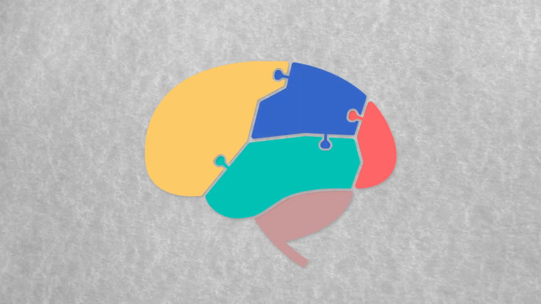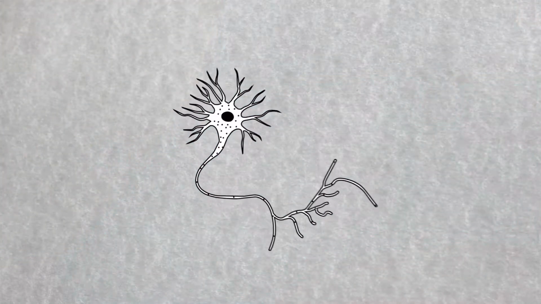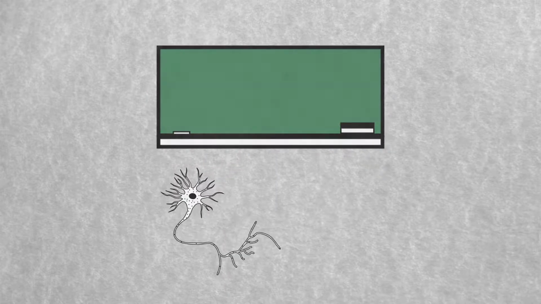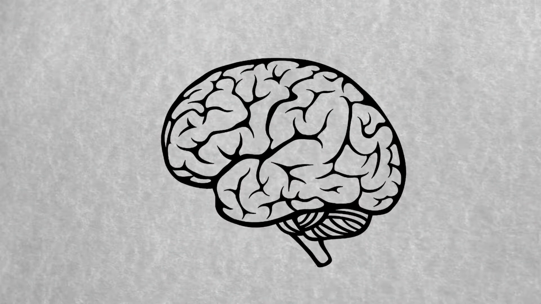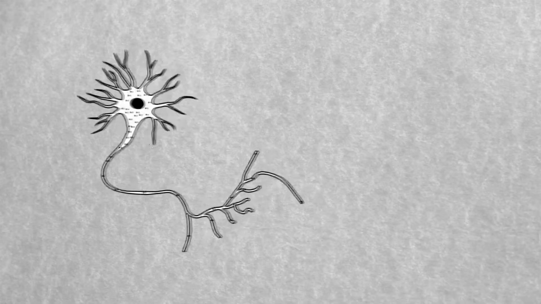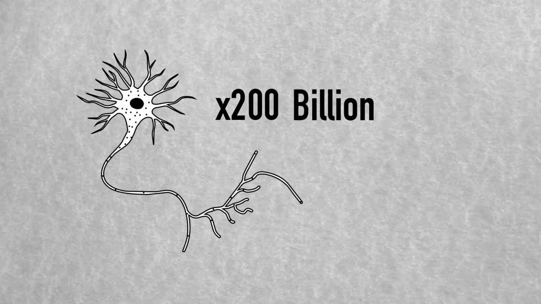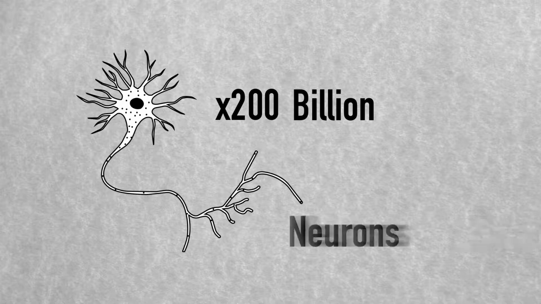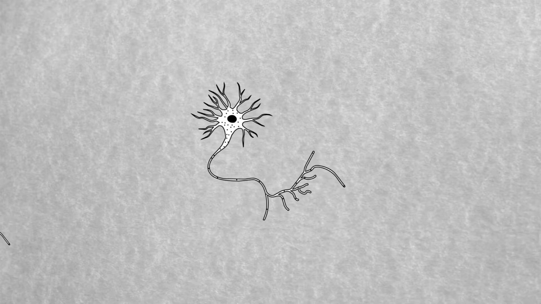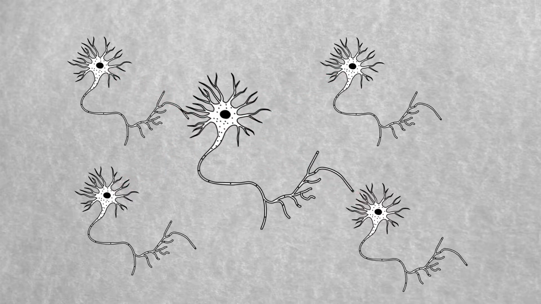In this video, we will focus on the cells of the brain and how they respond to the process of learning. When we look closely at the brain itself, we can see that it contains roughly 200 billion highly specialized cells, which are called neurons, and which have the ability to pass information to other cells.